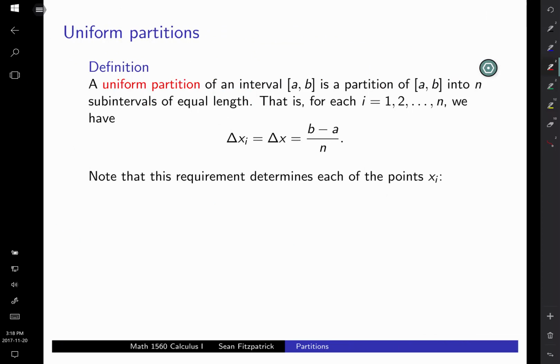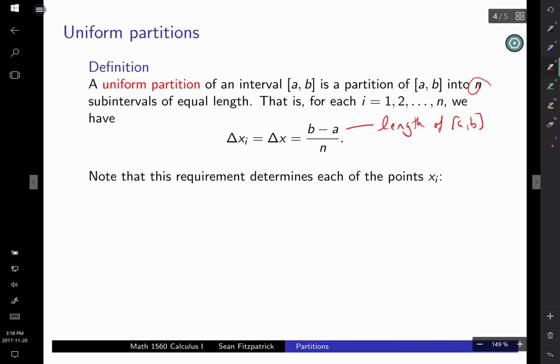So in a uniform partition, we decide how many pieces we want. So n is the number of pieces that we want to have. And we take our interval and we divide it up into n equal pieces. And of course, if we have n equal pieces that each have the same length, then we start from b minus a, that's just the length of the original interval. So that's the length of the interval from a to b.